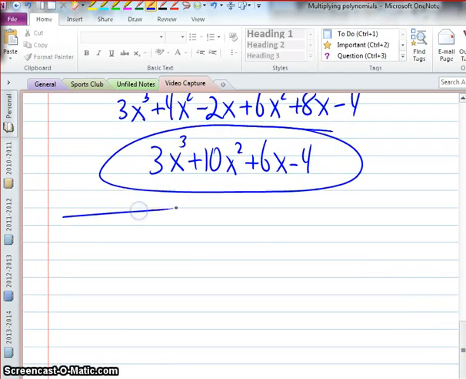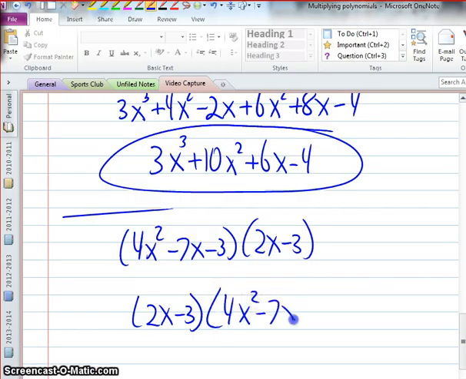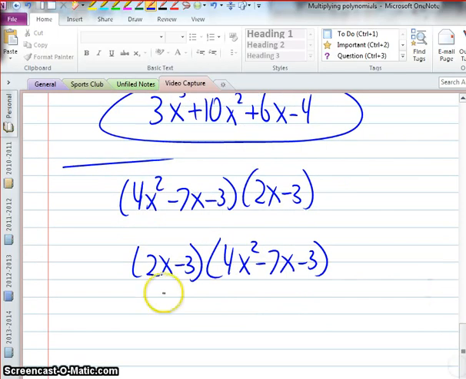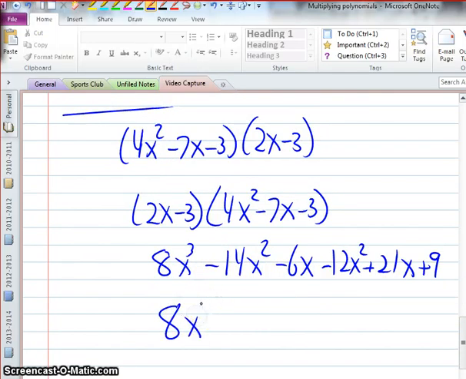And sometimes you'll see those problems, but they'll be presented with the trinomial first. My advice to you, using the commutative property of multiplication, is to reorder it. Put the binomial first. That way you can follow the same plan as before, which is the first term times all 3 and the second term times all 3. So let's see what we're going to get here. Minus 14x squared minus 6x, and then negative 12x squared plus 21x plus 9, for a grand total of 8x cubed minus 26x squared plus 15x plus 9.